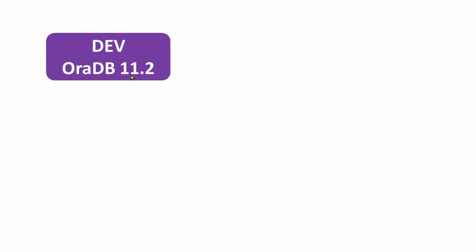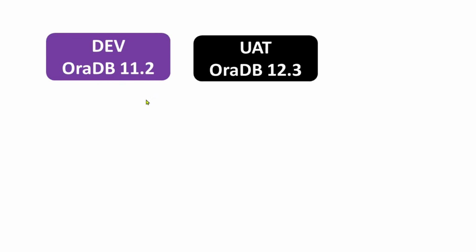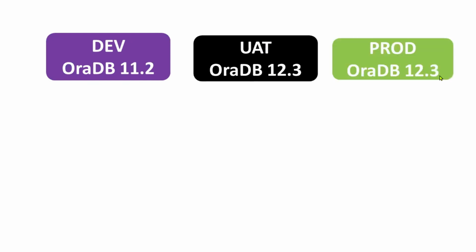they are using Oracle database 11.2 in development, and in UAT the database version is 12.3, and in production also it is 12.3, but you can see that there is a version mismatch between development and UAT. So this should not be the case, because the developer will say my code is working in the development environment and it is not working in UAT, so I don't care about it. So to avoid these kinds of issues, we should have the same version across all the environments.